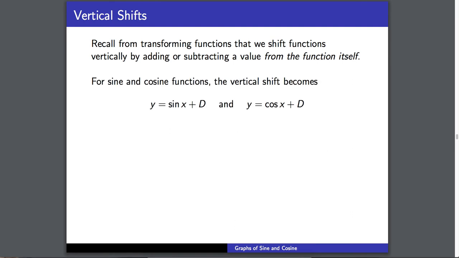So for sine and cosine functions, the vertical shift becomes y equals sine of x plus a value d that could be positive, negative, or 0, and y equals cosine of x plus a value d that could be positive, negative, or 0. Notice that we don't have parentheses around x plus the value of d here, because it has to be done outside the function for vertical shifts, not inside. We'll see inside horizontal shifts in the next video.